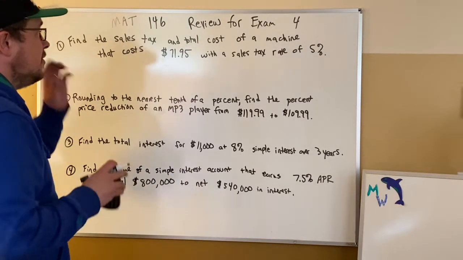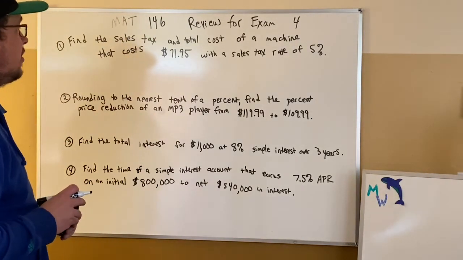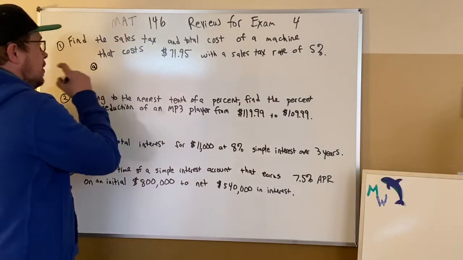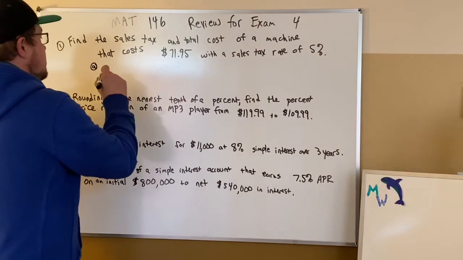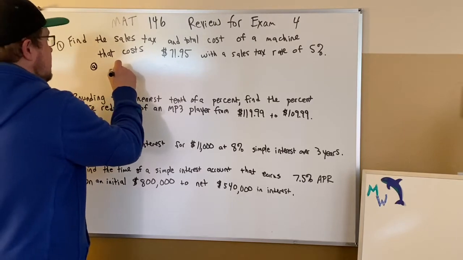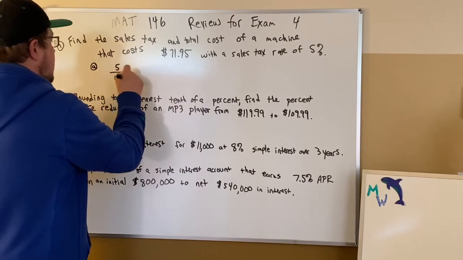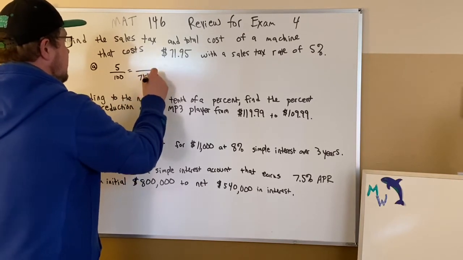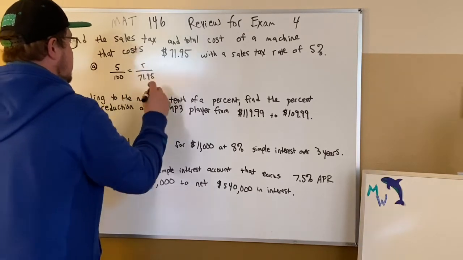So we're going to find the sales tax and the total cost of a machine that costs $71.95 with sales tax of 5%. So for A, we're going to go looking for the sales tax. So what we have is our percentage is 5 out of 100. And that's relating to where $71.95 is the whole price. And we're going to get our tax here.